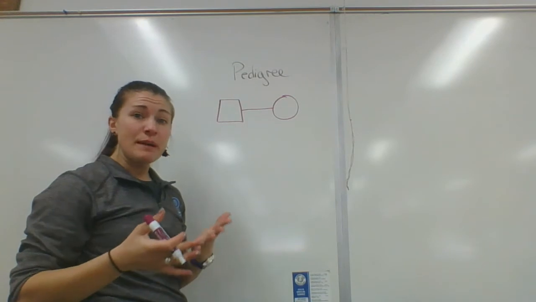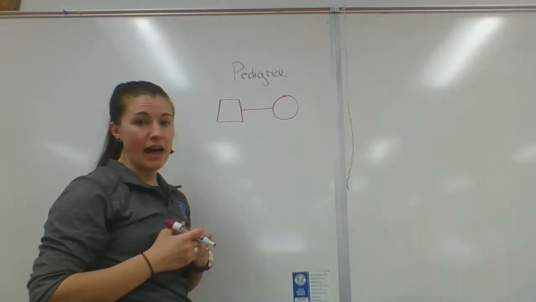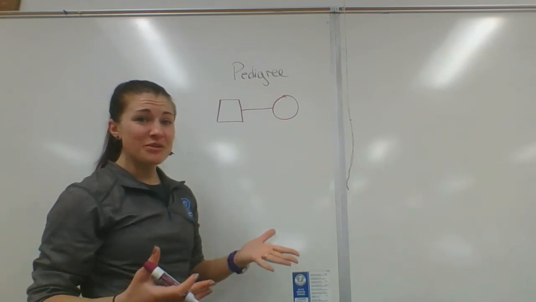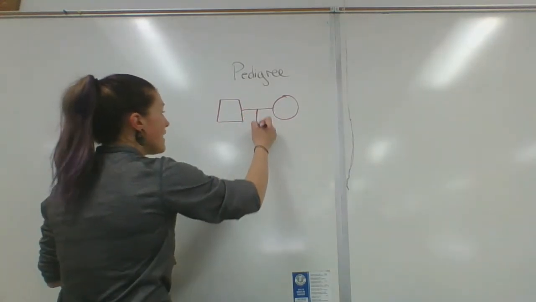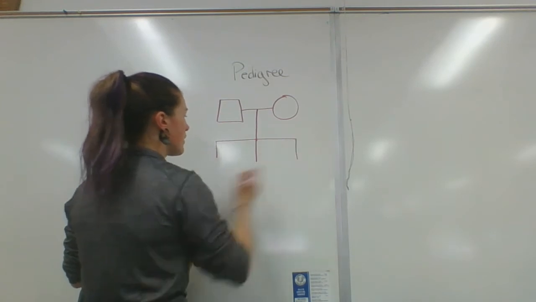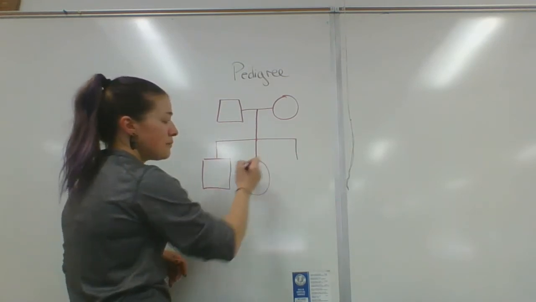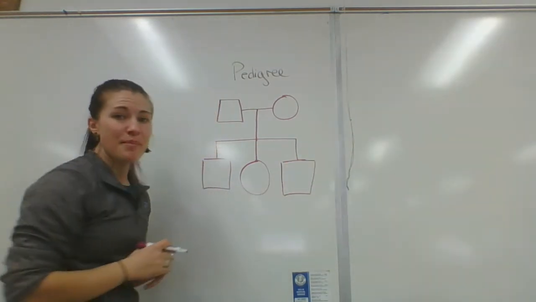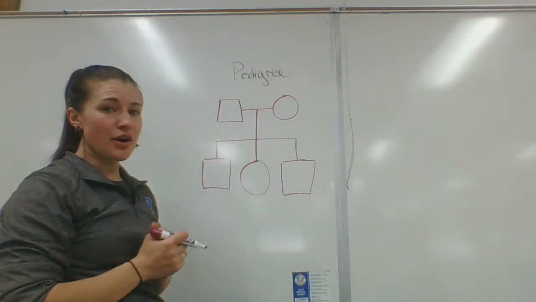A line does not mean marriage. It just means that they had kids together. The reason for this is because we do pedigrees with animals and we don't really have animal weddings. Okay? And then I'm going to draw a line down for my older brother, me, and my little brother. So once again, males are squares, females are circles.